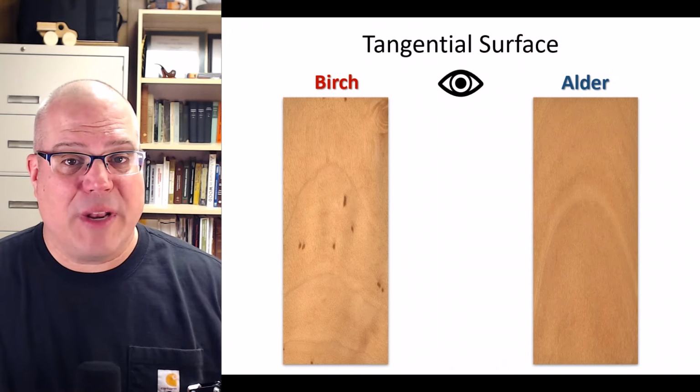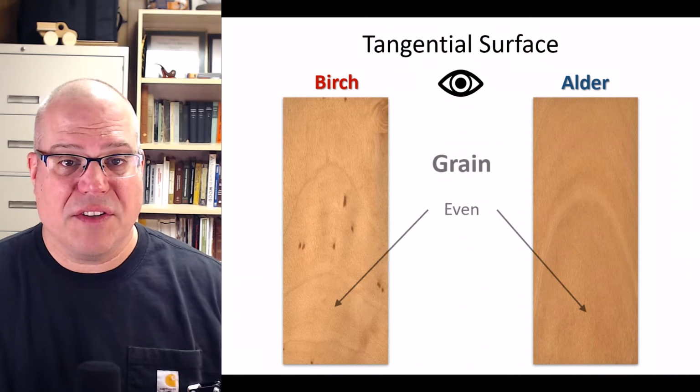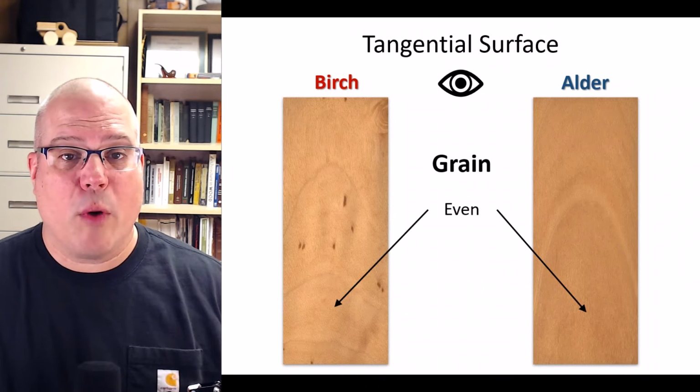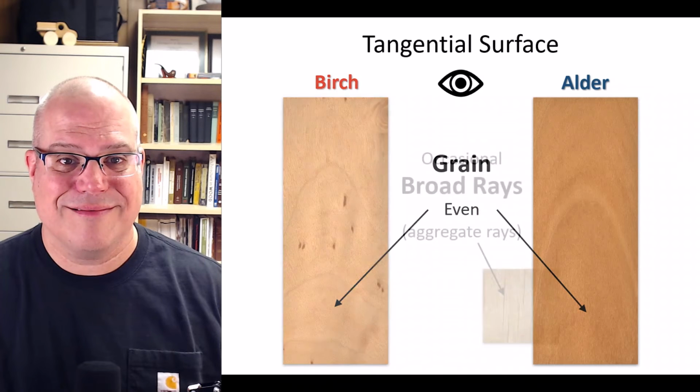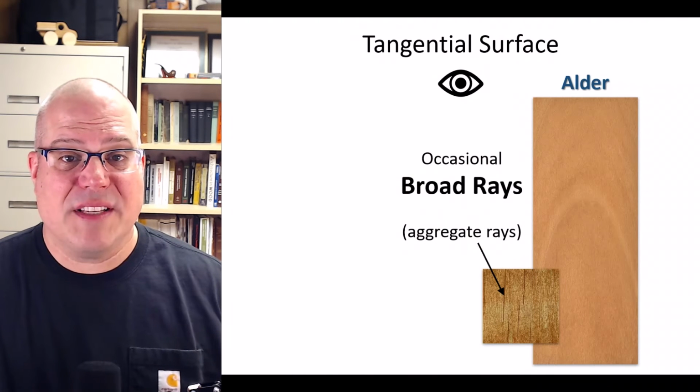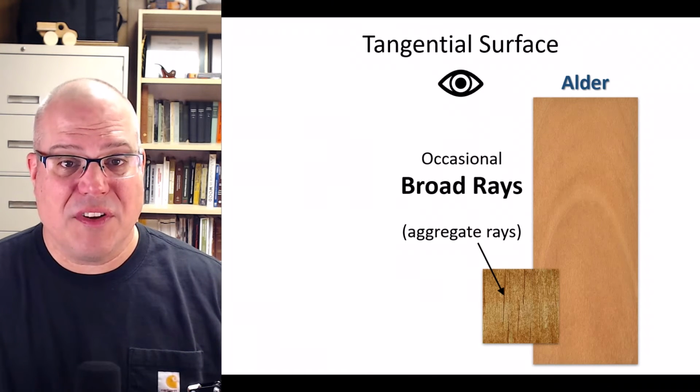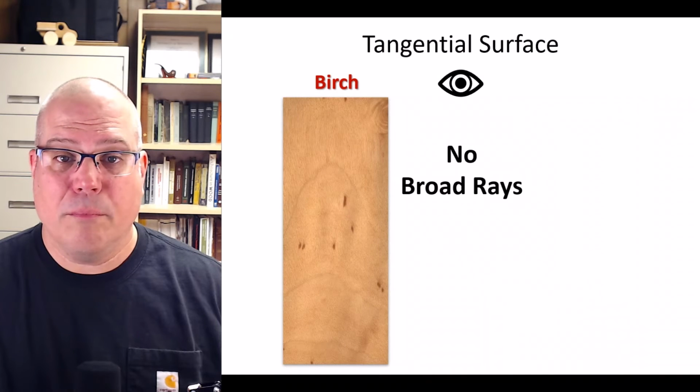Next, let's look at some anatomy. We'll start on the tangential surface. Both birch and alder have what we call even grain. That means there's little to no visual contrast between the earlywood and latewood on the tangential surface. While alder sometimes exhibits broad rays on the tangential surface, birch does not.